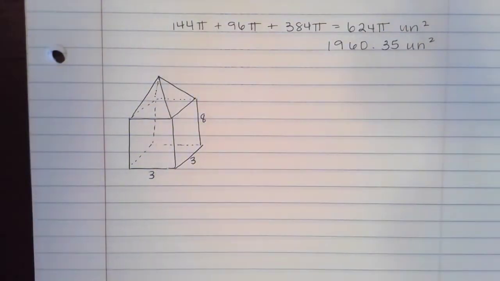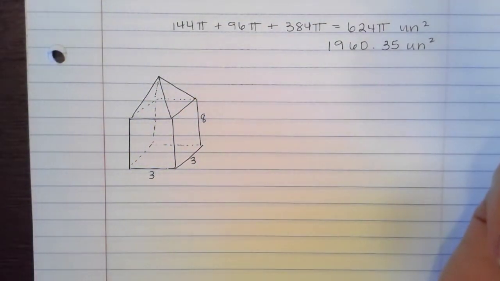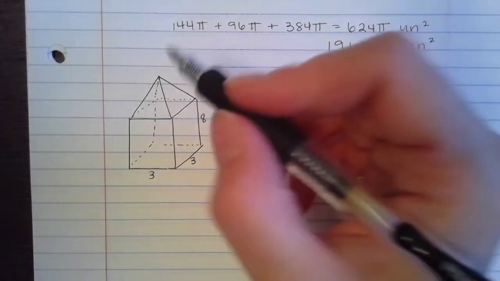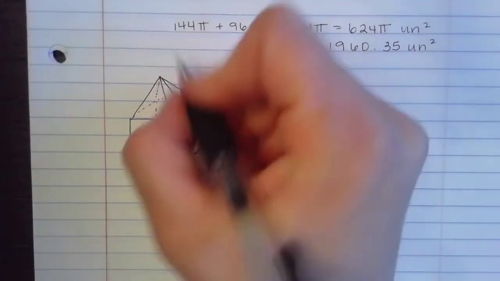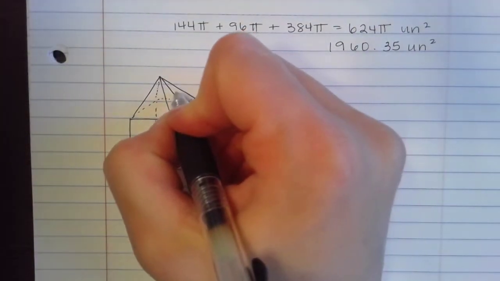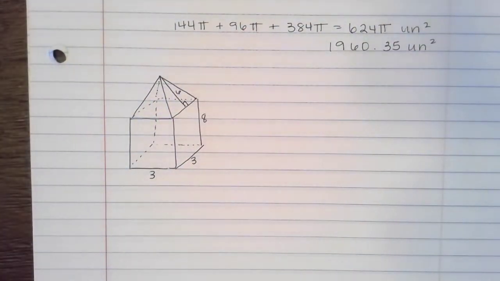The height for the prism is 8. The height for the pyramid, it's not given, but I will give you the slant height, and the slant height is 6. So that is everything you need to know.